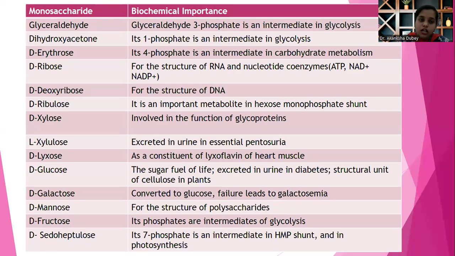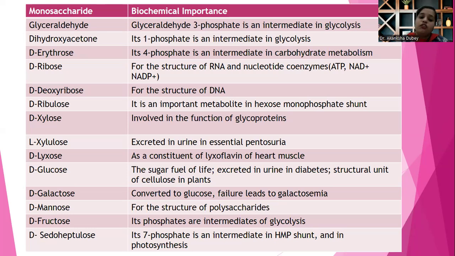Okay, we will also talk about biochemical importance here. Glyceraldehyde is an intermediate in glycolysis along with dihydroxyacetone. Erythrose and ribose are part of carbohydrate metabolism. Ribose forms the structure of RNA. Deoxyribose is part of DNA, as you all know. Xylulose is involved in the function of glycoproteins. Xylulose is excreted in urine in pentosuria. Glucose, you all know, is the fuel of your life.